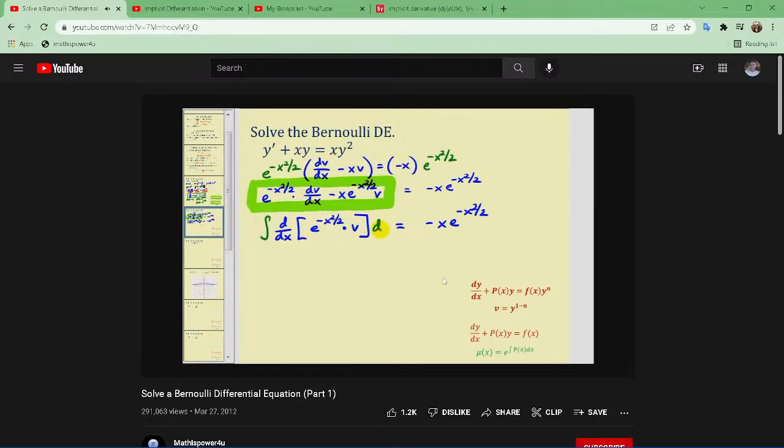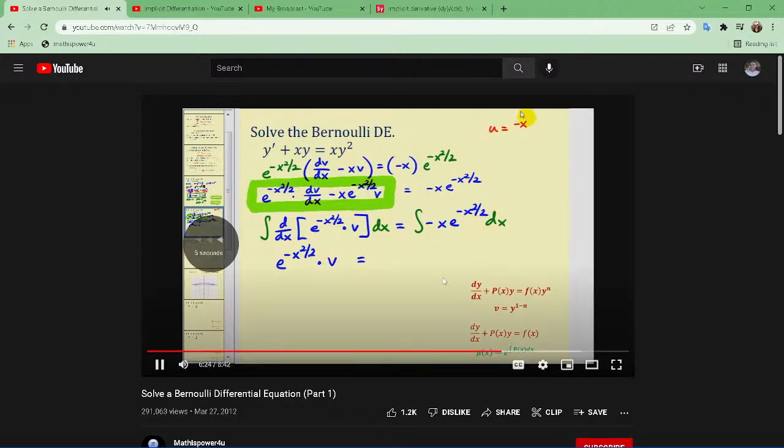So now we'll integrate this with respect to x. On the left side, the integral and derivative undo each other, so we're just left with e raised to the power of negative x squared divided by 2 times v equals u sub 2 negative x.